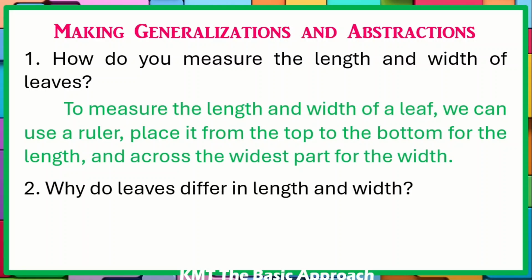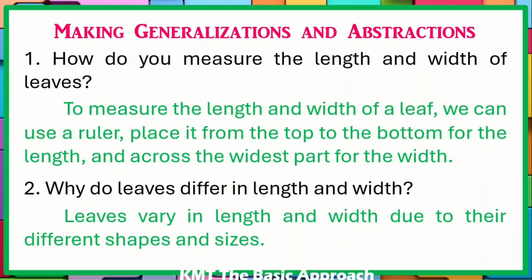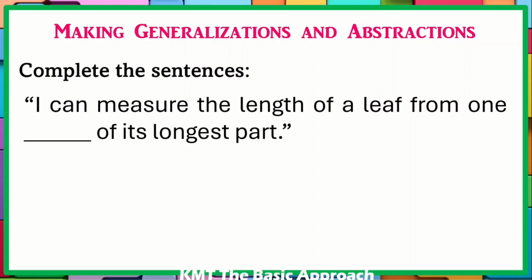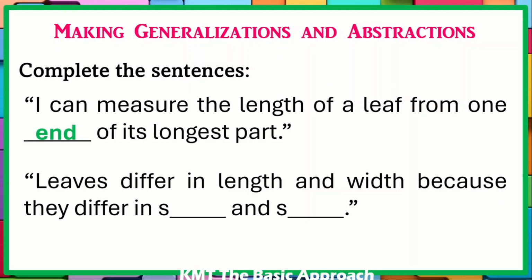Number 2. Why do leaves differ in length and width? Good job! Leaves vary in length and width due to their different shapes and sizes. Complete the sentences. I can measure the length of a leaf from one end of its longest part. Another, leaves differ in length and width because they differ in shape and sizes.